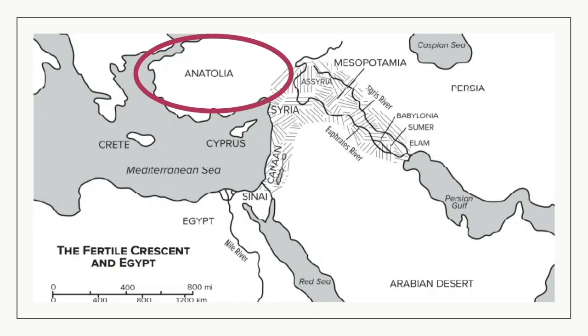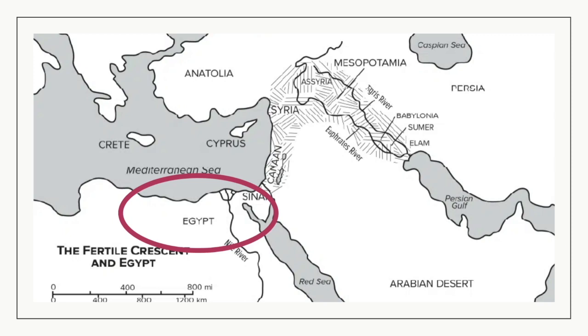Anatolia was home to the Hittite kingdom, which battled Egypt on several occasions. They indirectly influenced ancient Israel through some of their ancient customs, such as their treaties and their method of writing history. Egypt, the third major region of the Fertile Crescent, had a major impact on ancient Israel.